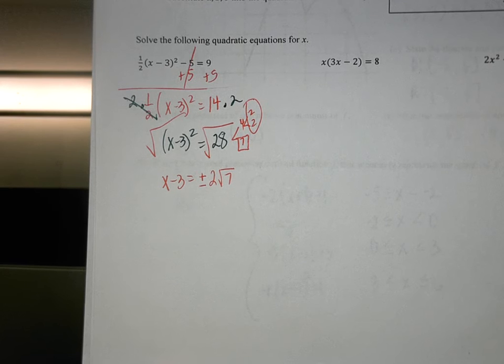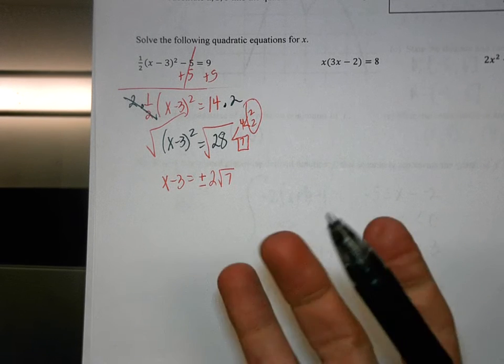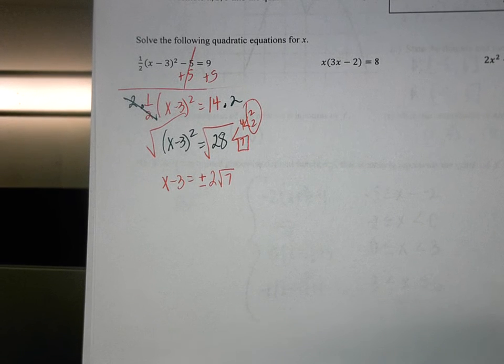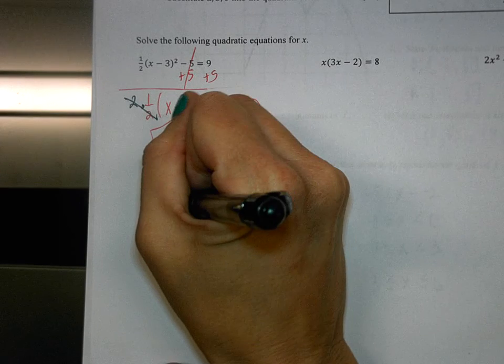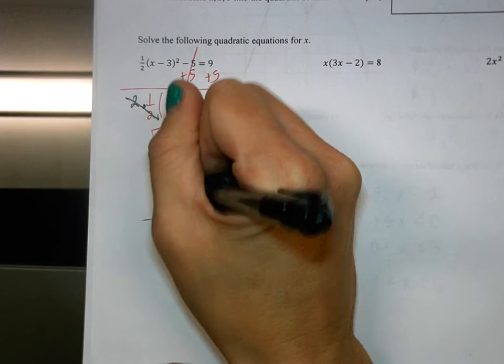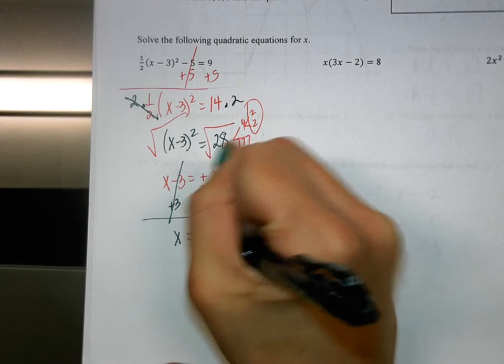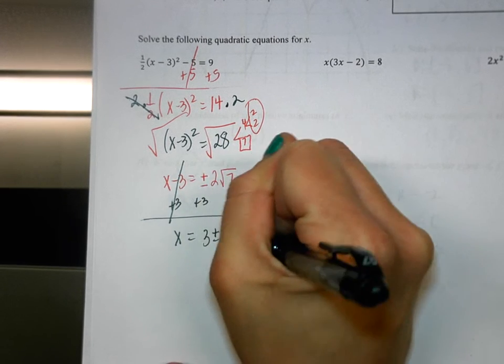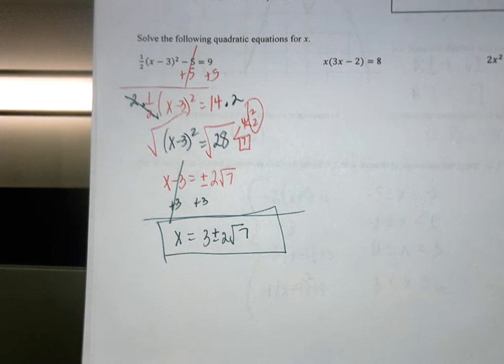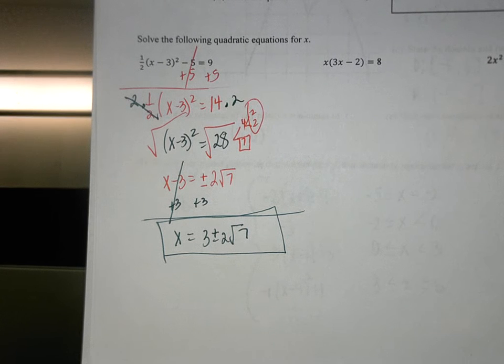Get x by itself. So there's a minus 3 with it right now. So what do I do? Okay, now, can you add 3 to 2 root 7? No. So we just write this as x equals 3 plus or minus 2 root 7. Are there any questions on that problem? Okay.